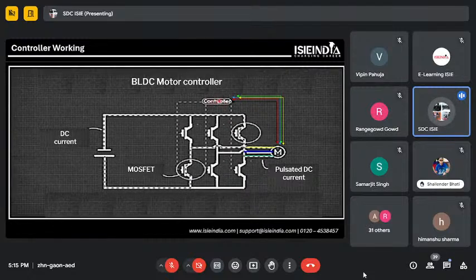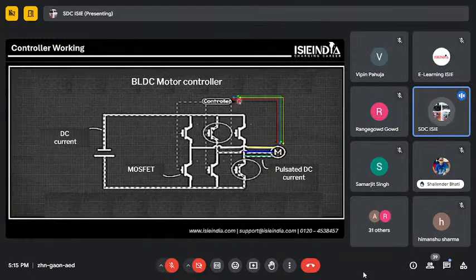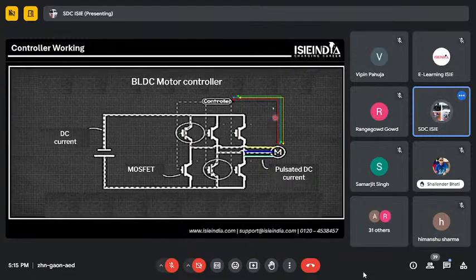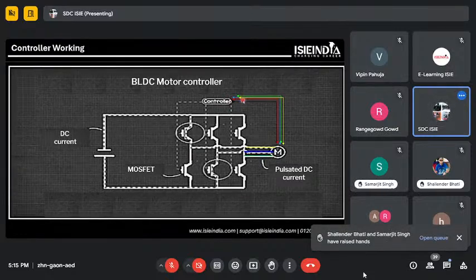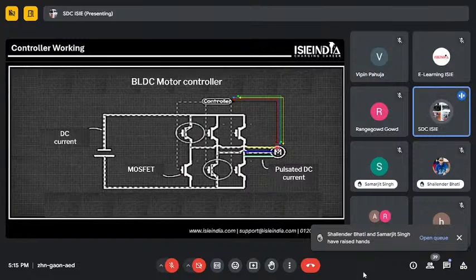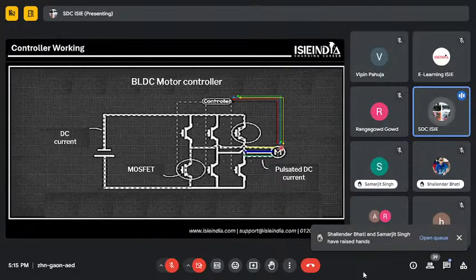Here the microcontroller responds. First, it gives a power supply to the motor. It also gives a power supply to the Hall effect sensor, right? These are the wires for the Hall effect sensors. These two wires give a power supply to the Hall effect sensor which is present inside the motor. And in return, we get response signals from the sensor to the controller, right?